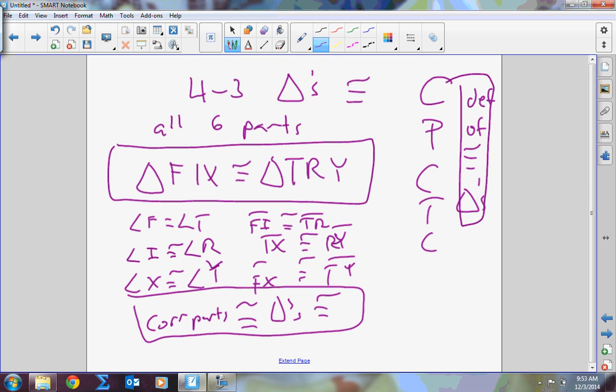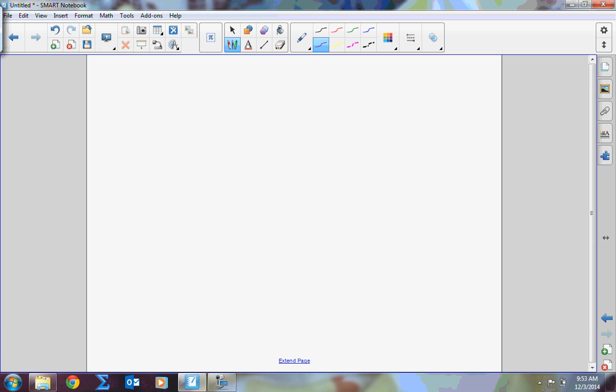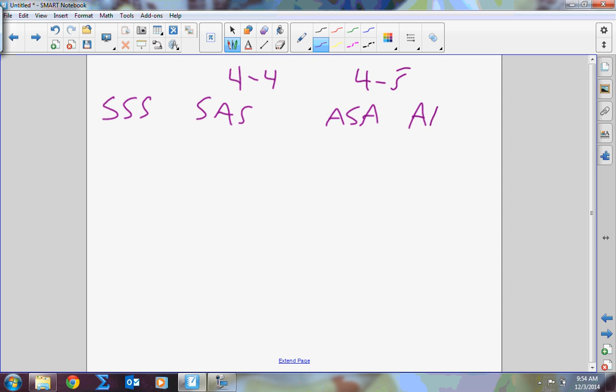So let's look at 4-4 and 4-5, because that's probably where most of the tests will come from, because it's on writing those proofs. In 4-4, we picked up side, side, side, and side, angle, side. And then in 4-5, we picked up angle, side, angle, and angle, angle, side. At some point before the exam, I'm going to teach you another one, but that won't be on the test tomorrow.